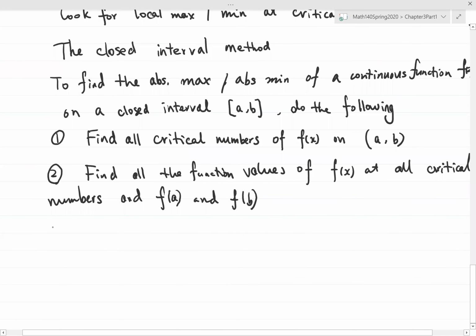And then step 3. Now this actually gives all possible cases of local max and local min. So the function values in step 2 contain all the local max and local min. Then from step 2, we just compare all the function values. If we compare them, then the maximum of the local max gives us the global maximum.